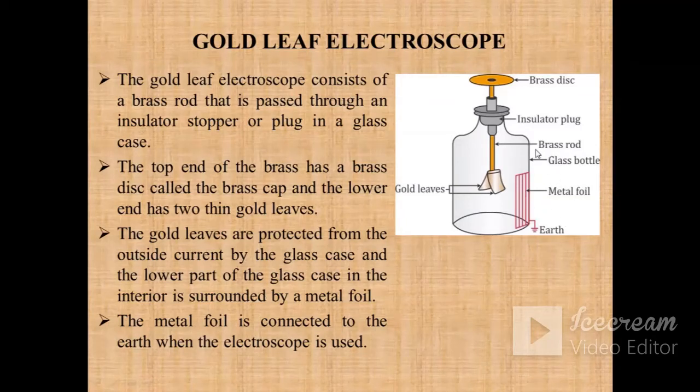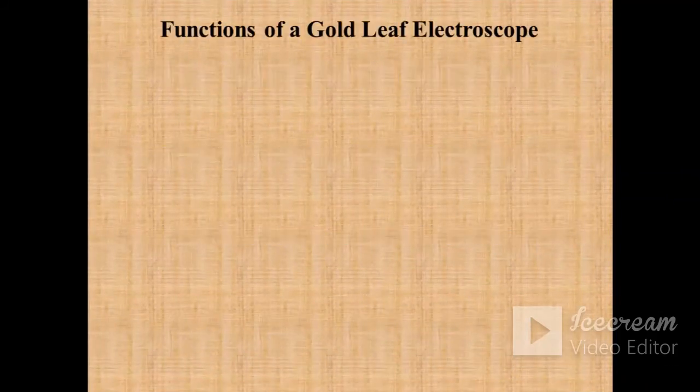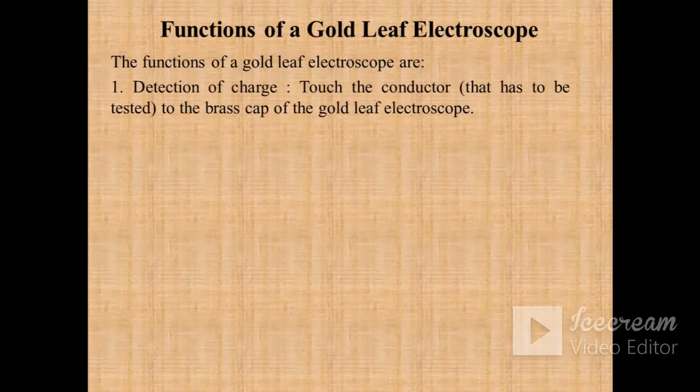So this is the metal foil. Again, the metal foil is connected to the earth when the electroscope is used, so that if there is any excess charge other than on the gold leaf, then it should flow to the ground. So like the pith ball electroscope, similar are the functions of a gold leaf electroscope for the detection of the charge.